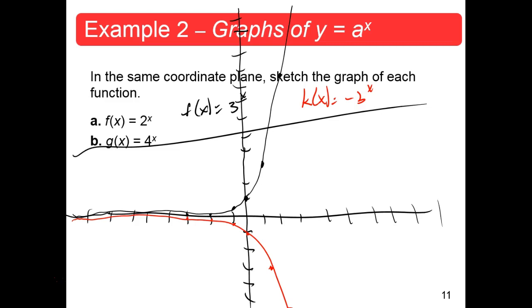Okay, you notice the difference? Remember the rules of order of operation: exponents before addition and subtraction. So this is minus the function that we had here. Okay, not a negative 3 raised to the x.